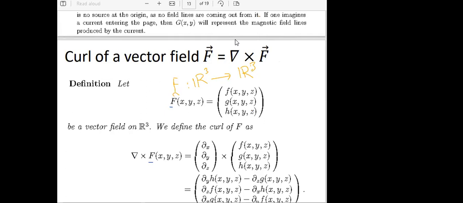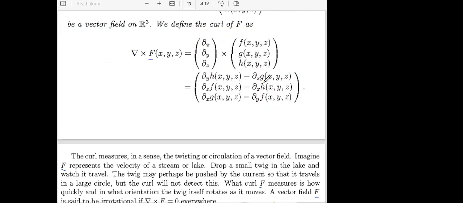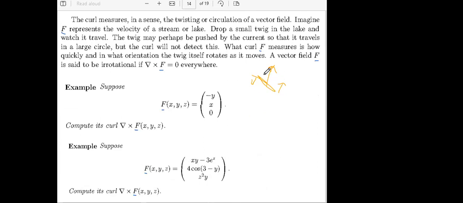The direction, so because this is a vector valued function, right? There's a direction. So how do you find the direction? So this is your vector field. If you drop a stick into this vector field, it is rotating in this direction. So you can use your right hand to find the direction of the curl. This vector field is rotating clockwise.